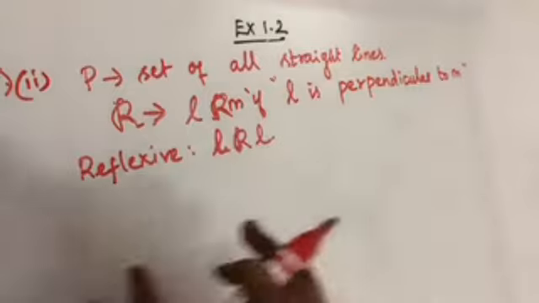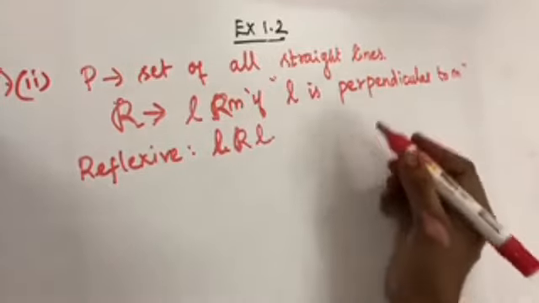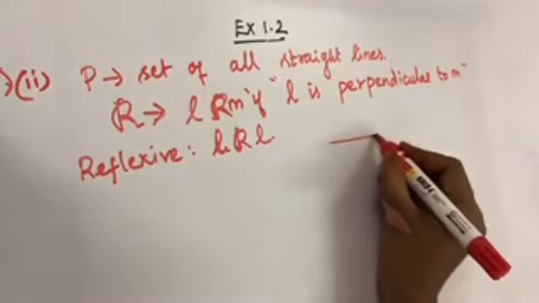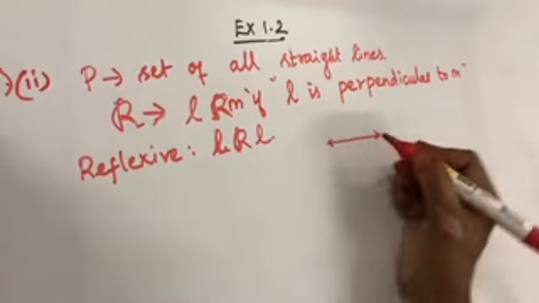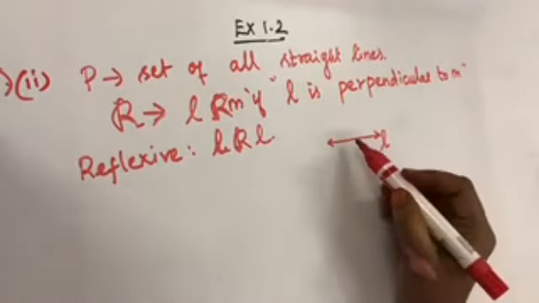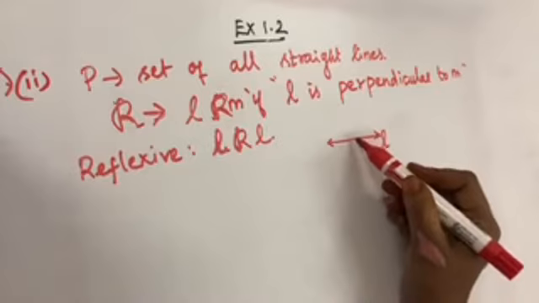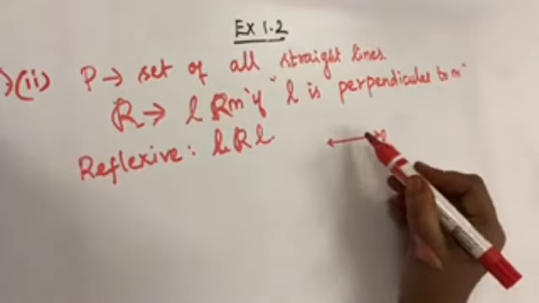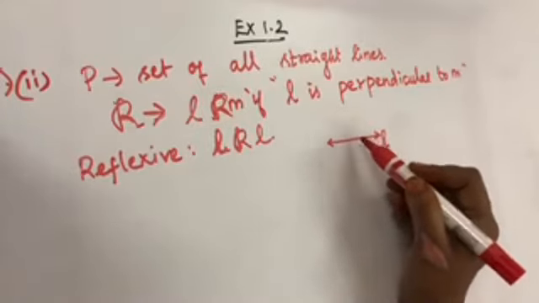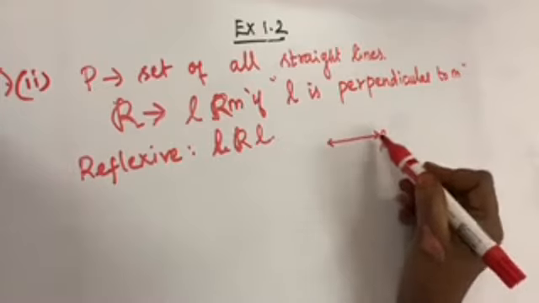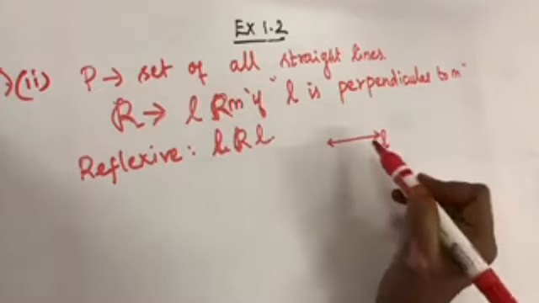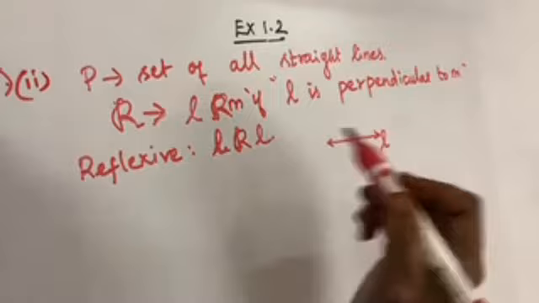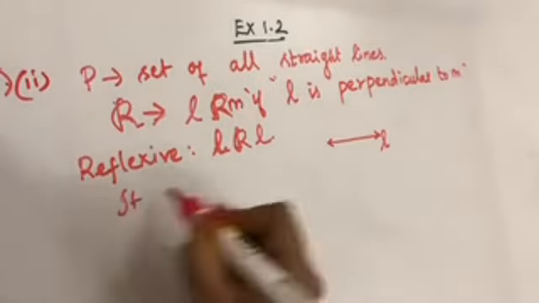But in the plane of set of all straight lines, we can take a line L. Any line can be parallel to itself, but no line can be perpendicular to itself.